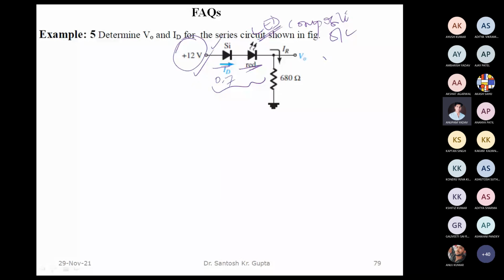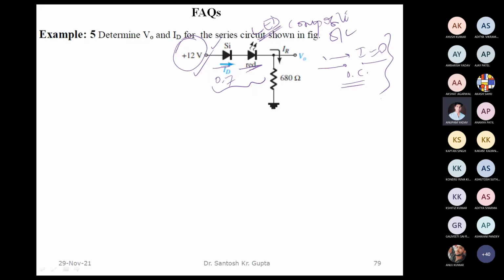And if it is less than that, in that case both, or either of the two, may be off. If there is anything which is off in a series circuit, then everything will appear as an open circuit, and there will be no current through it. So the current can be directly set to zero for such a case.